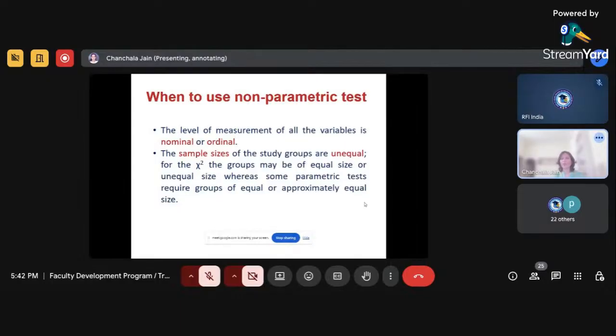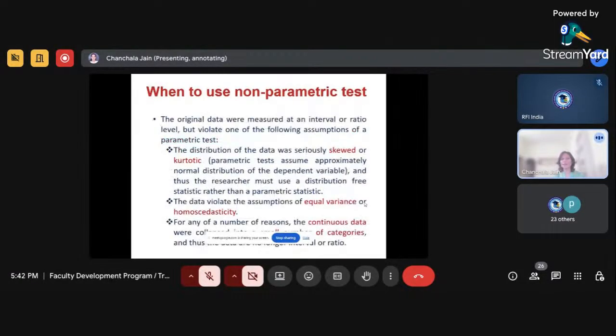Apart from that, one more thing: the sample sizes of these study groups are unequal. Whatever groups you are taking, say, male group and female group, the sample size is generally unequal. In that case also we can go for the non-parametric test, because chi-square can deal with that, right? Chi-square is a test which can work for unequal sizes of the groups also. Next, when your data is not following the normal distribution, right?